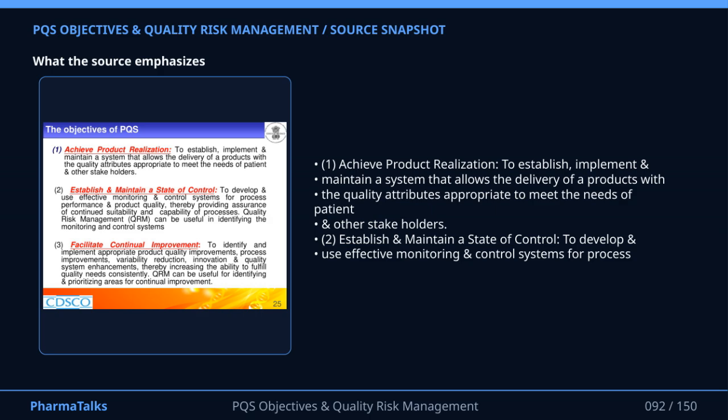The second objective is to establish and maintain a state of control. This involves developing and using effective monitoring and control systems throughout the manufacturing process to ensure everything stays within defined quality parameters. By doing this, we can proactively manage risks and maintain product quality at every stage. These principles are central to a robust PQS and critical for safeguarding patient health.